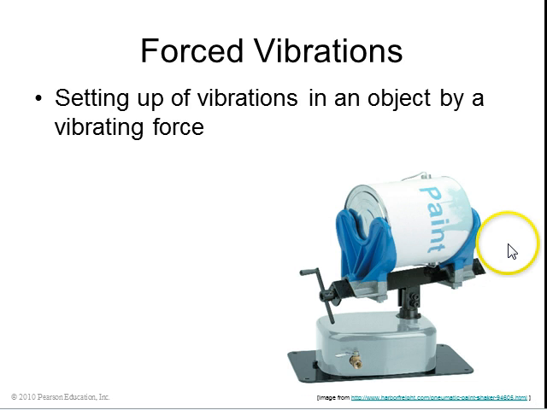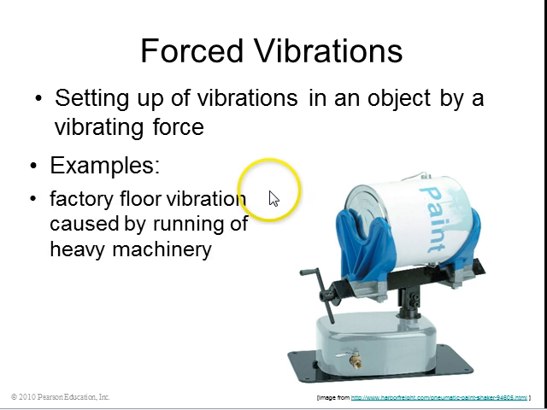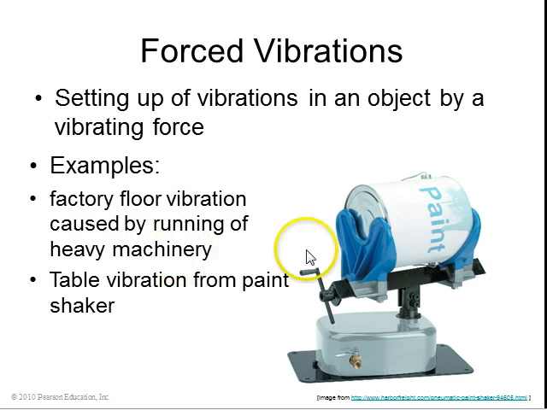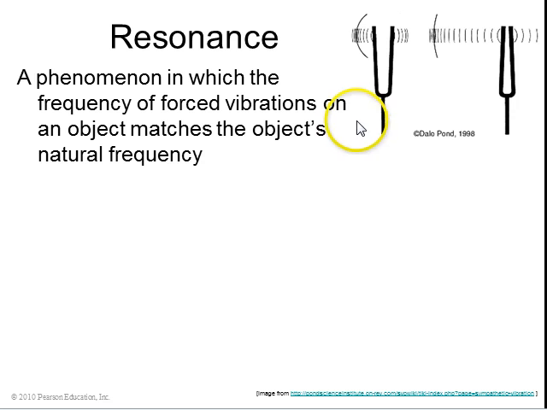There's also something called forced vibrations. So if you have a motor, like some machinery or a paint shaker or something, you can force oscillations to happen at any frequency that you want. And resonance is the phenomenon in which the frequency of the forced vibrations matches the object's natural vibration frequency.